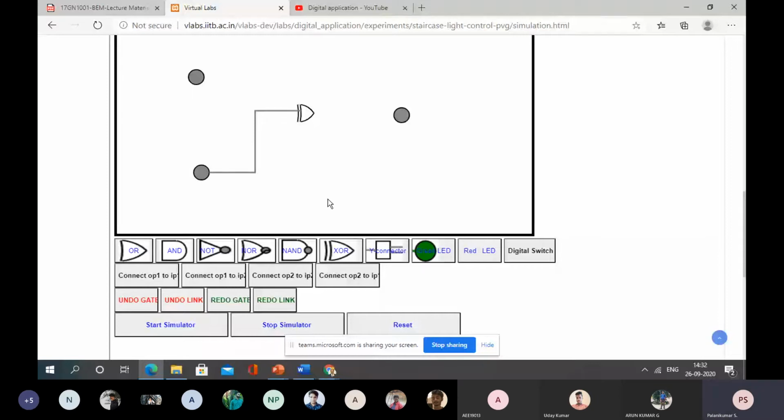Okay, likewise, here the second case I am giving. Okay, so now two inputs are connected. Okay, now I'm going to connect output device 1 to 1. Okay, output device 1 to 1. So first I'm clicking that XOR gate and LED.